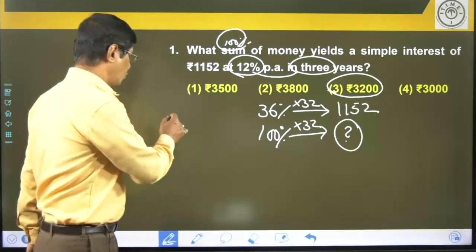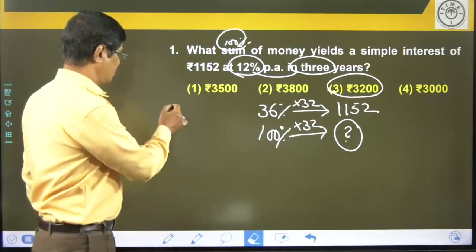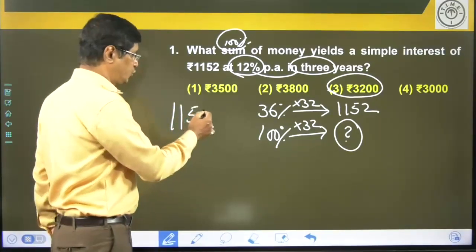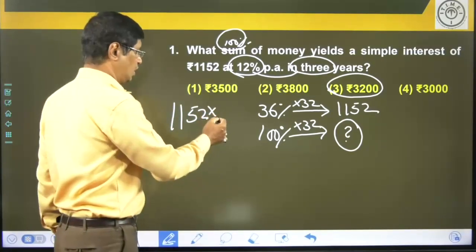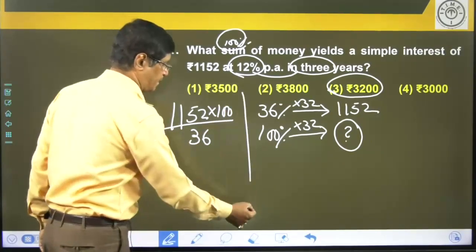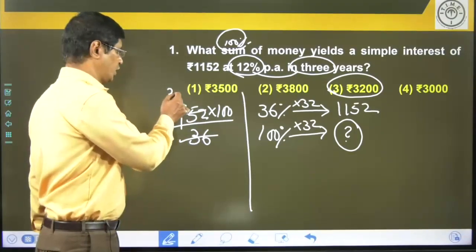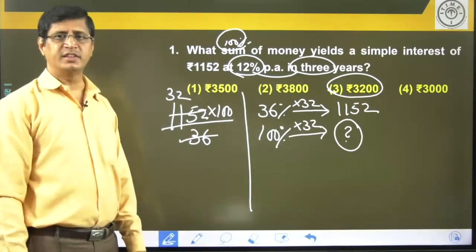For example, 1152 into 100 by 36. Here cancellation, it goes exactly 32 times. The result is 3200.